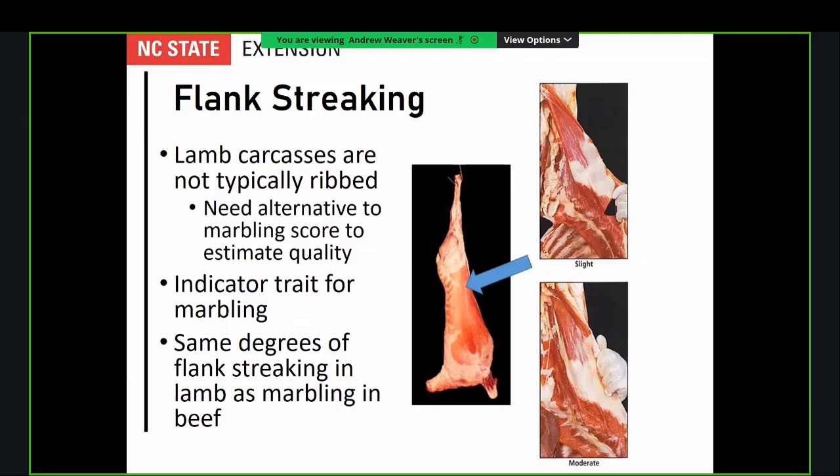In beef, in large beef plants, all carcasses are ribbed. And so we're able to evaluate intramuscular fat in each carcass. In a lamb plant, we can't do that. And so we use flank streaking as our indicator trait. So we're looking at the amount of fat that's deposited on the inside of that flank. You can open up that flank on the carcass, compare that to our USDA standards, evaluate how much fat is there, and determine that flank streaking score.